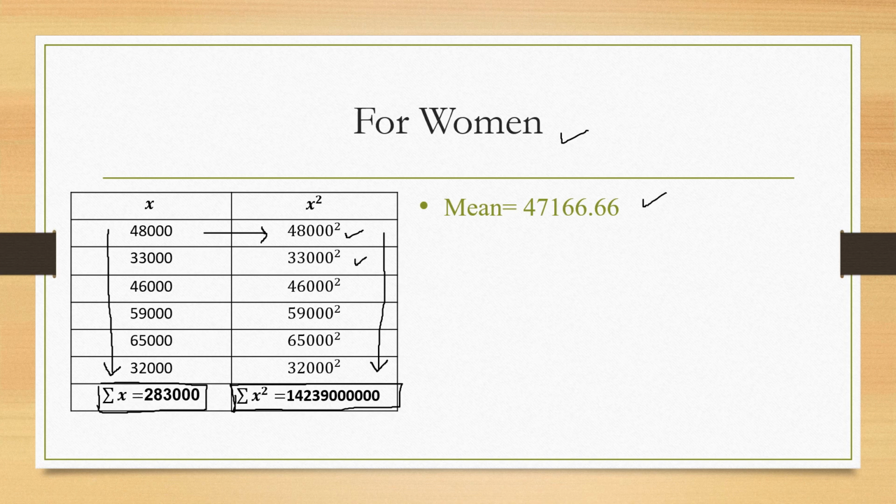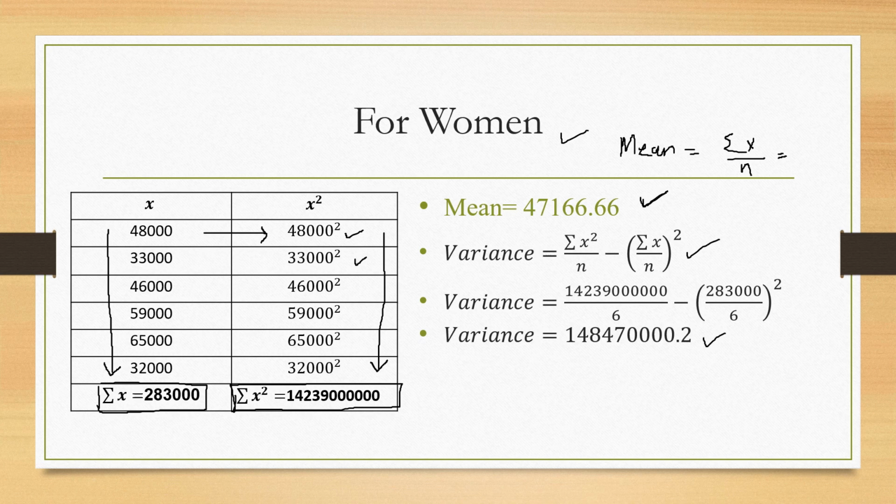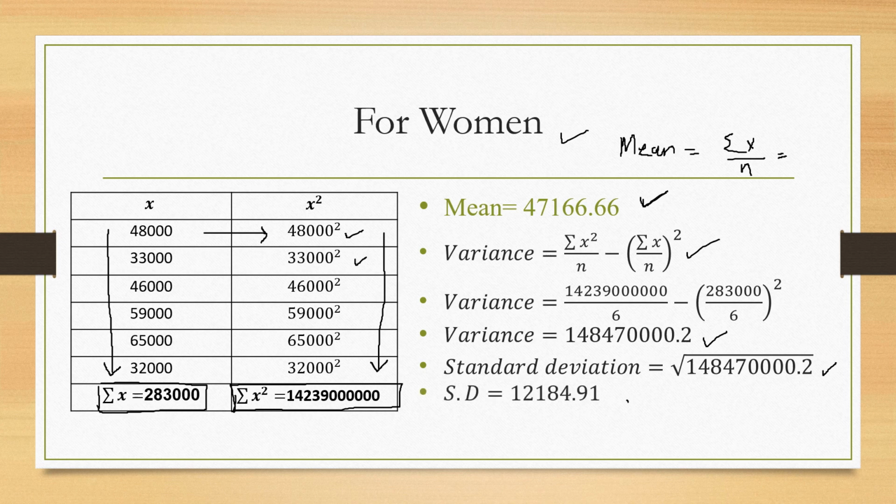Okay dear student, now after this you need to find the mean of the data. Just put the values into the formula for the mean, which we discussed in the previous slide, sum of x divided by n. Putting the values in this formula, we will get 47,166.66. Now to find the variance of the data, here is the formula, and we put in the values. After putting in the values, this is the variance of the data. To find the standard deviation, just take the square root of the variance. So here I took the square root of the variance, and here is the standard deviation.